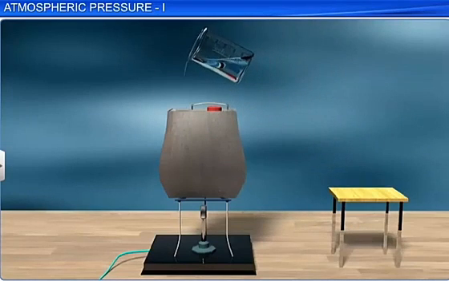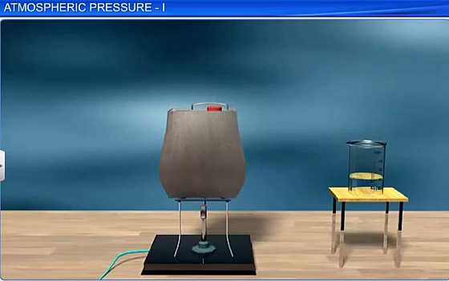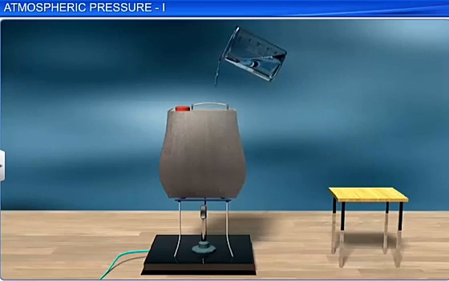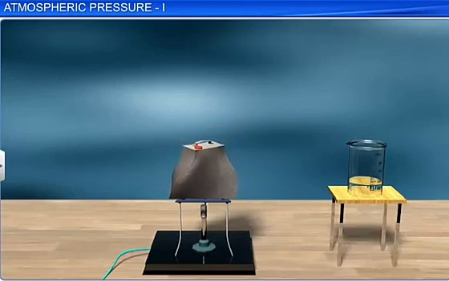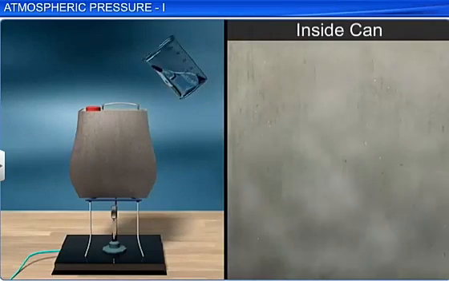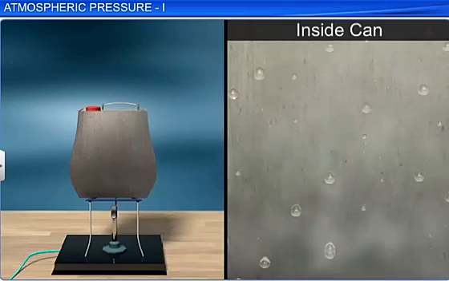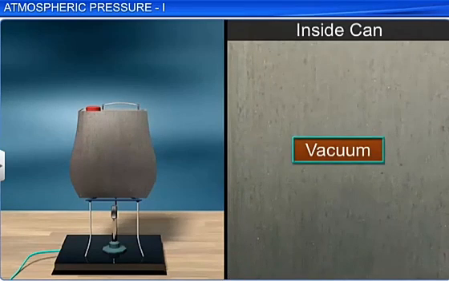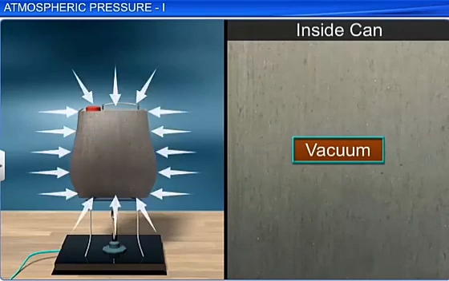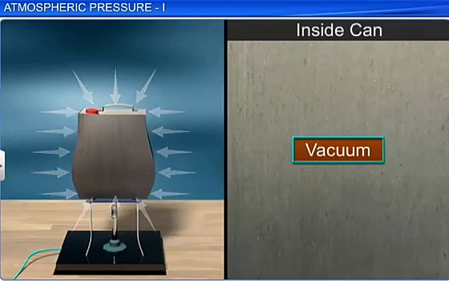First, pour some water into an empty can. Then heat the can till the water starts turning into steam. Next, stop heating the can and close the can using a lid. Now, pour some cold water on the can. You will observe that the can gets crumpled. This is because when cold water is poured on the can, the vapor inside the can condenses, creating a vacuum. The atmospheric pressure outside the can then crushes its sides.